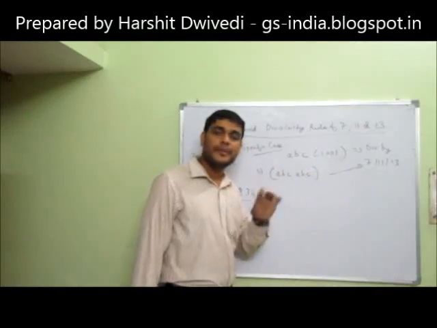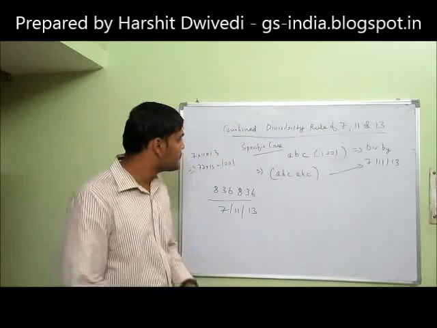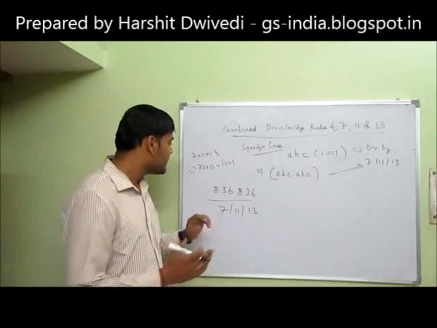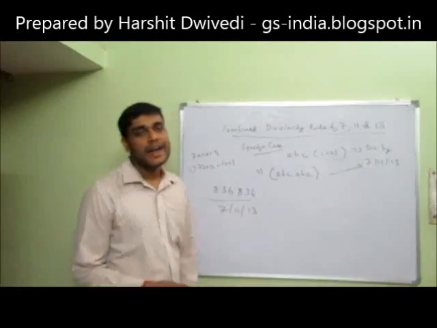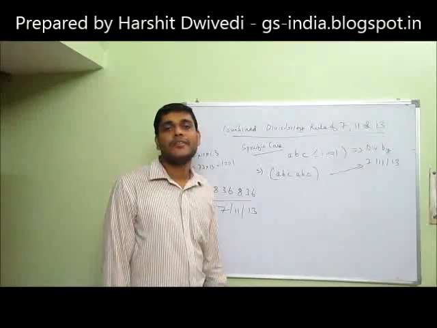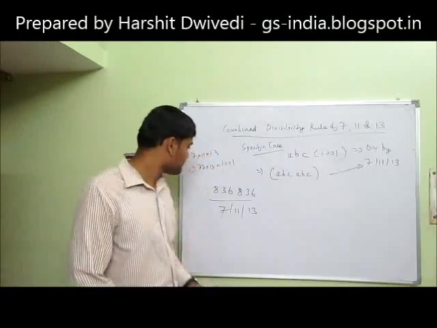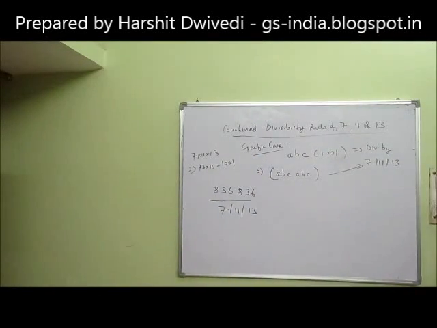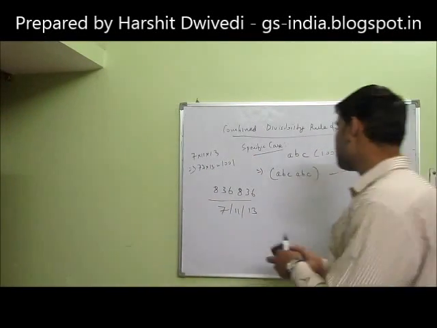ABC, two triplets repeating themselves one after the other. So this was a specific case, that if two triplets are repeating themselves one after the other, then they will be divisible by 1001, and if they are divisible by 1001, then they will also be divisible by 7, 11 and 13. Now coming to a more general case, and this one is an important one.